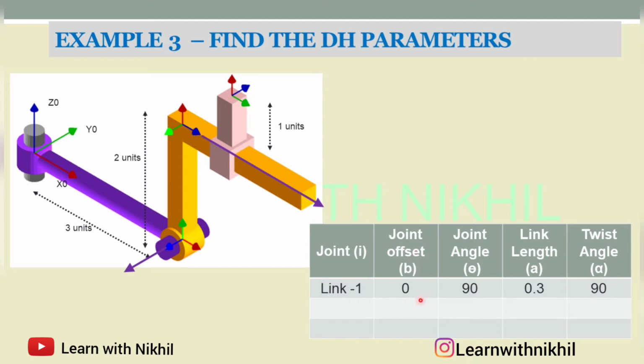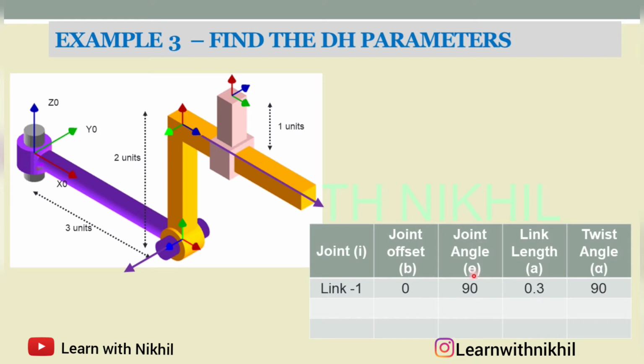For this link, the DH parameters are as you can see here. Joint offset, denoted by d, is 0. Now what is the joint offset? If there was a height in this joint, then there would have been a joint offset length. Generally the joint offset length is in the prismatic joint. Here the joint offset is 0.